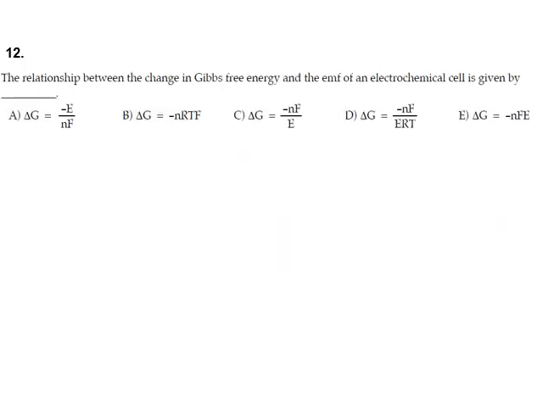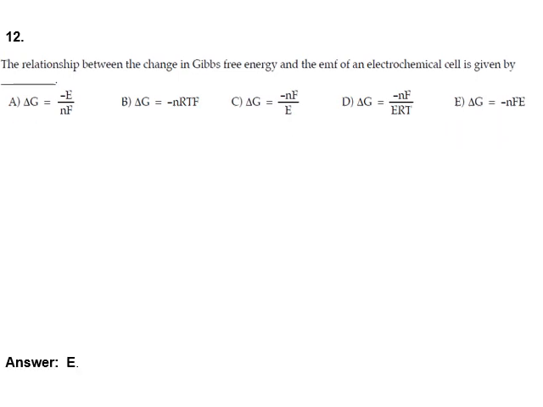All right, the relationship between the change in the Gibbs free energy and the E of a cell is given by, and I'm just going to go ahead and tell you the answer to this one. It's very straightforward. It's going to be delta G equals minus nFE. Next slide.